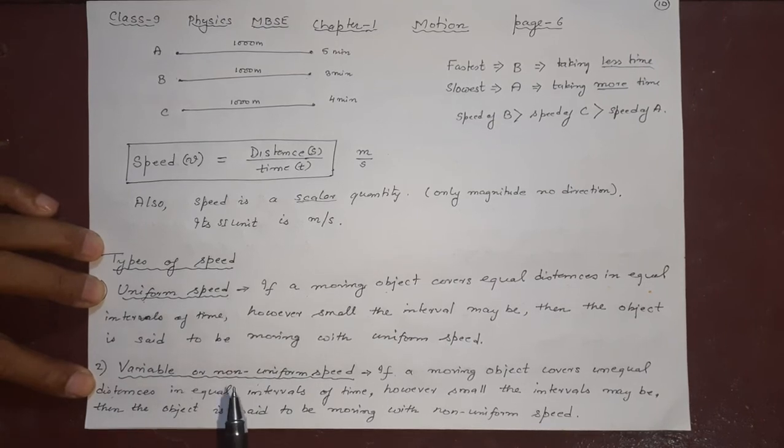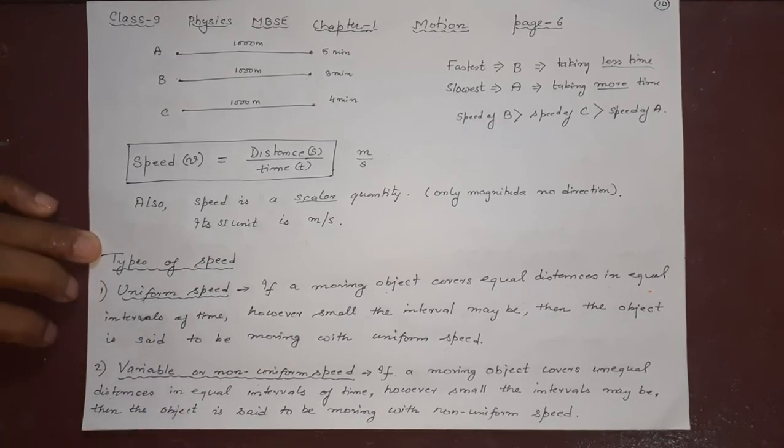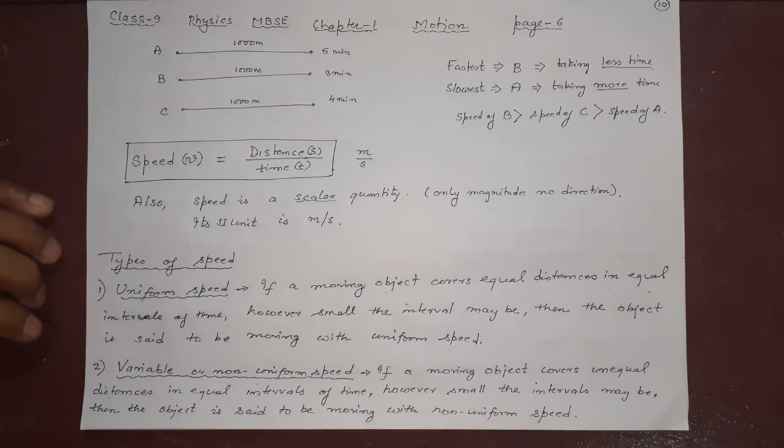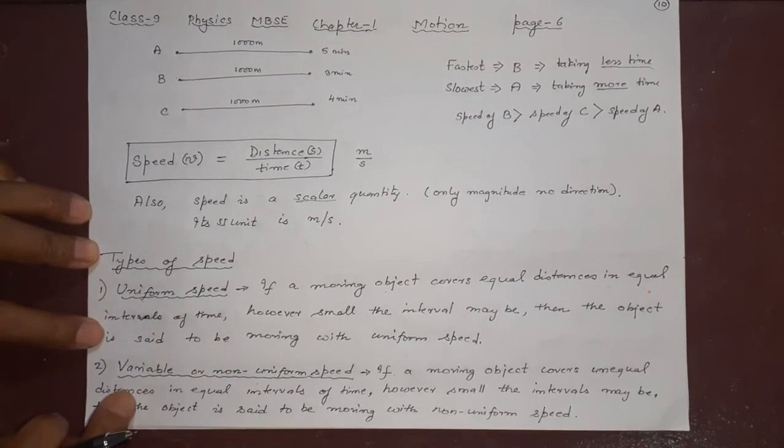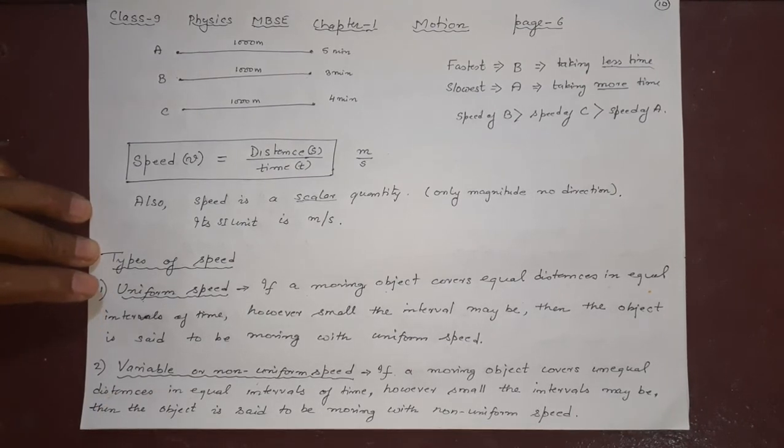Earlier that was a general idea of motion. Now speed is used as a technical term, but the meaning is the same. You have already done the difference between uniform speed and non-uniform speed. Now the types of speed are: uniform speed, non-uniform speed, average speed, and instantaneous speed. We will do that also.